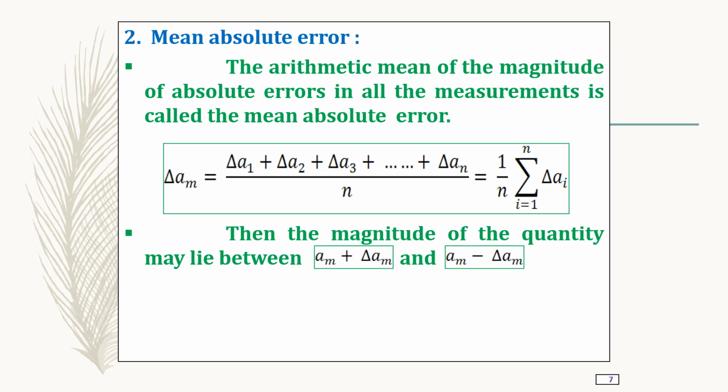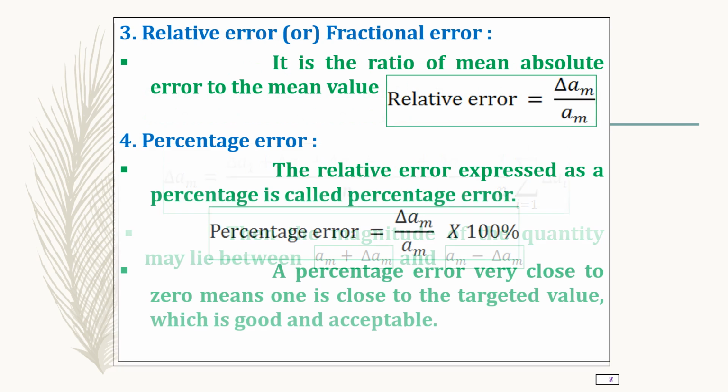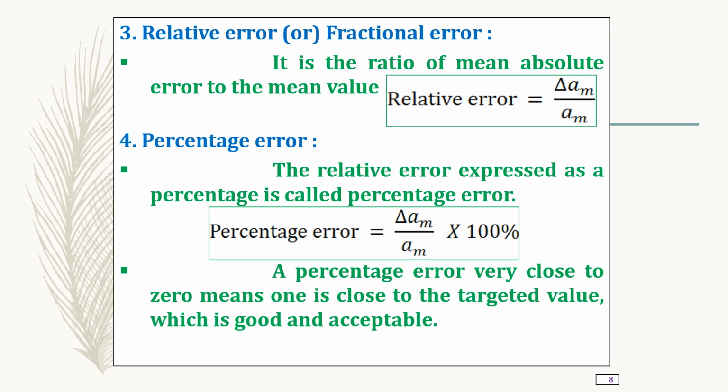Next is relative error, also called fractional error. It is the ratio of the mean absolute error to the mean value. So relative error is equal to delta A_m divided by A_m. Percentage error: the relative error expressed as a percentage is called percentage error. Percentage error is equal to delta A_m divided by A_m times 100%. A percentage error very close to 0 means one is close to the targeted value, which is good and acceptable.